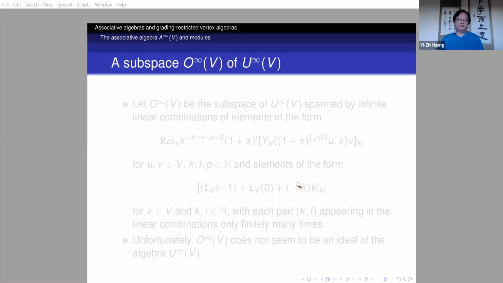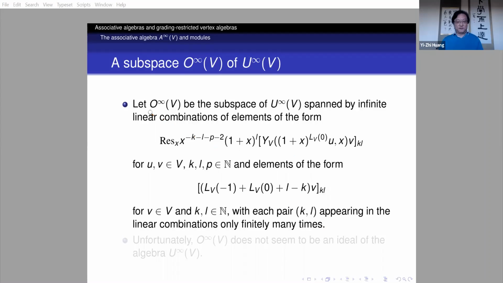So the main thing to remember is that for the Zhu algebra, what we do is introduce a subspace of V and then take a quotient. In the beginning, I also attempted to do this. So what I'm doing is that I introduce this subspace of U infinity V, given by these. These are similar to when Zhu introduced the Zhu algebra, where you just basically take some other powers.